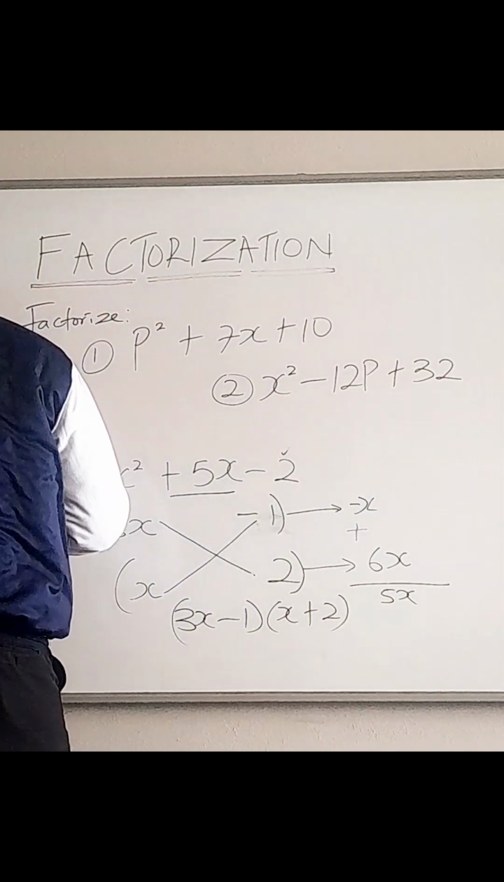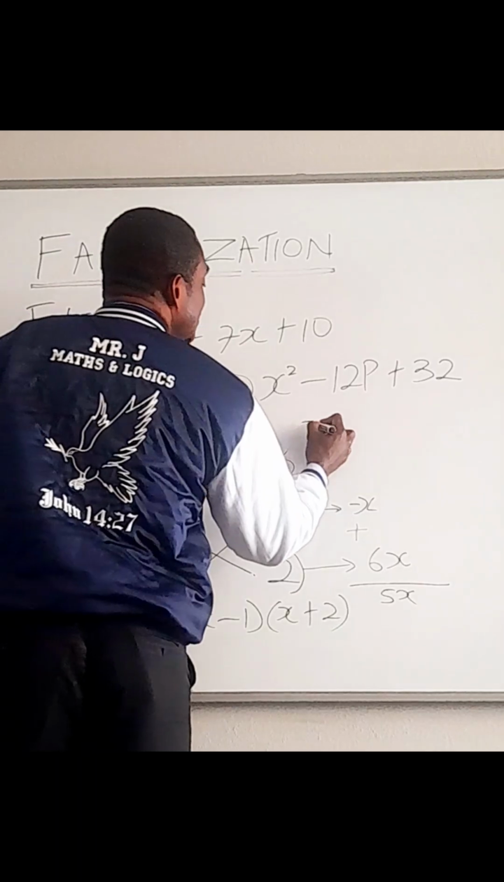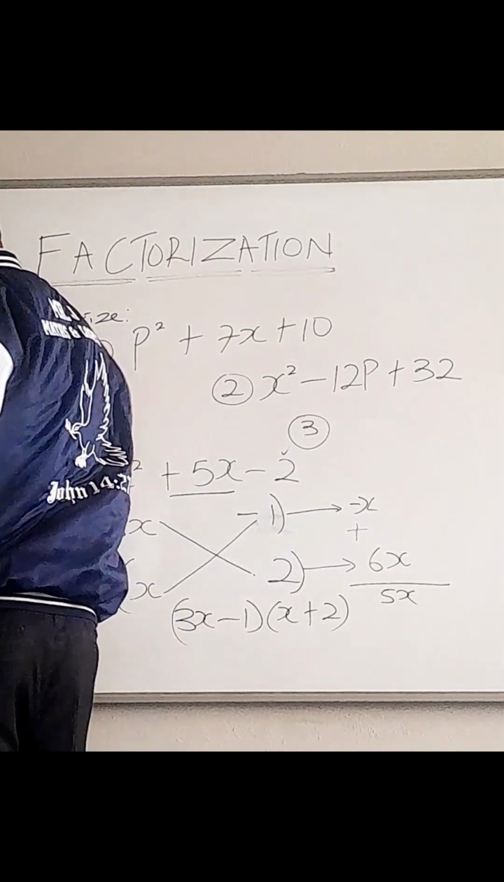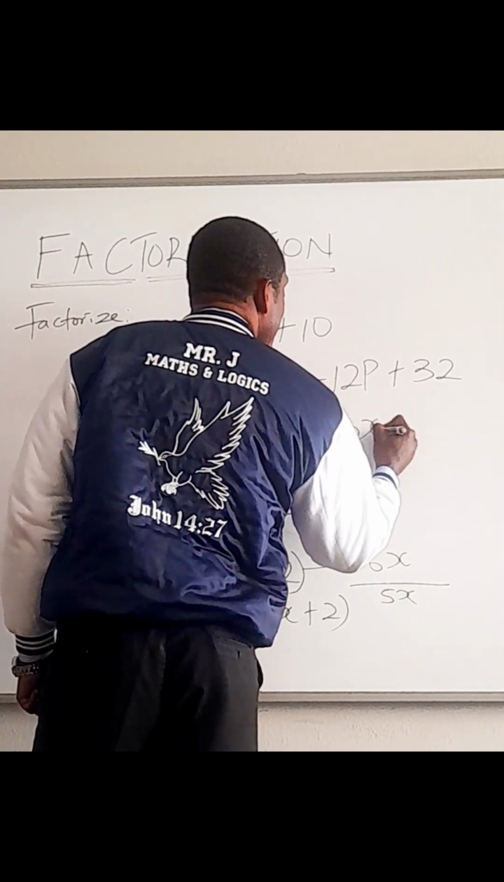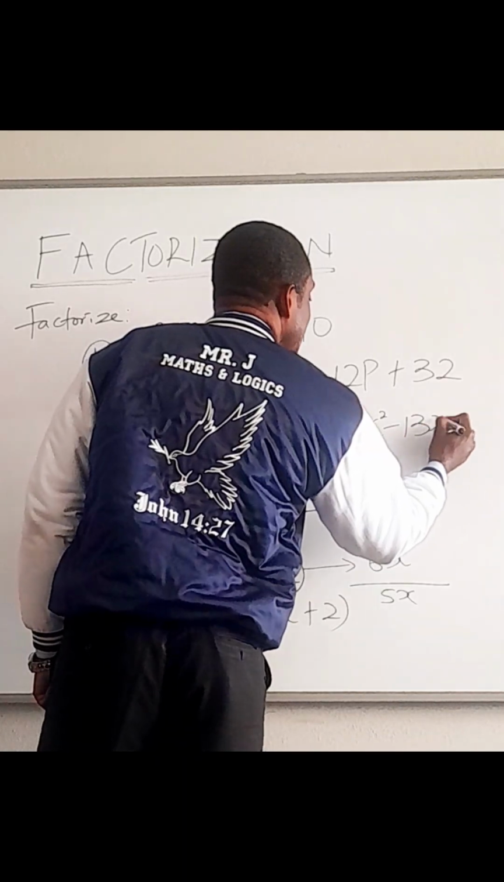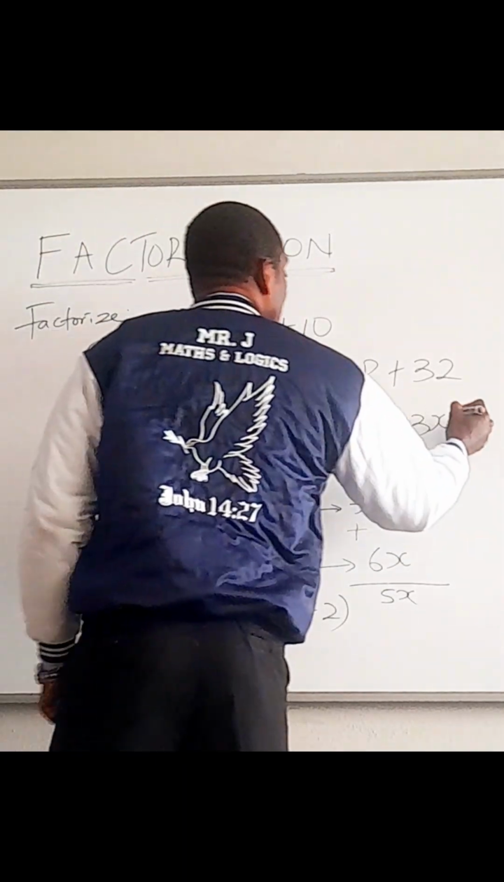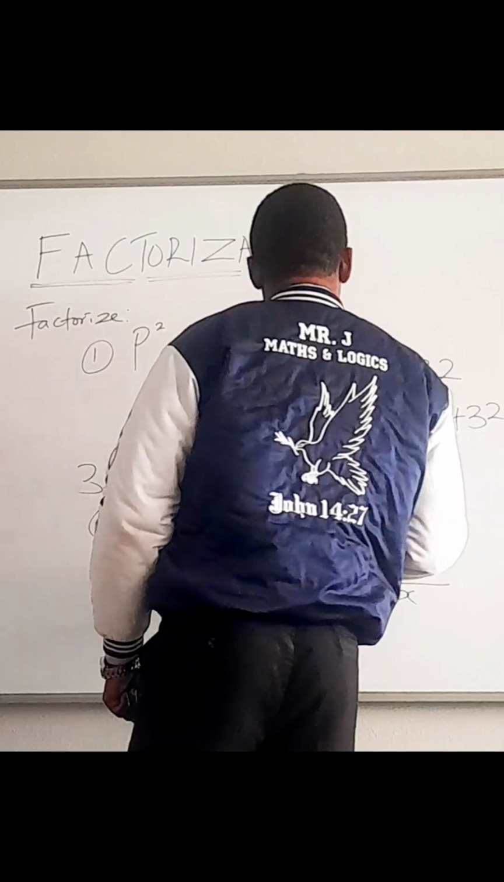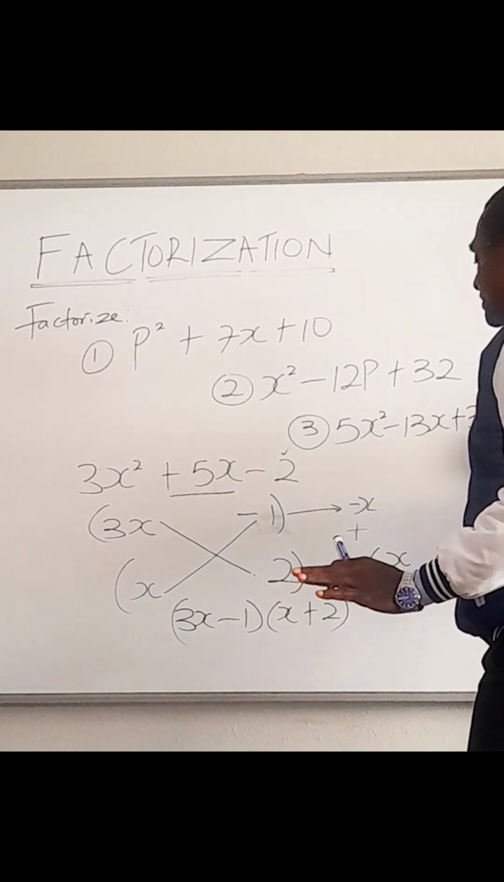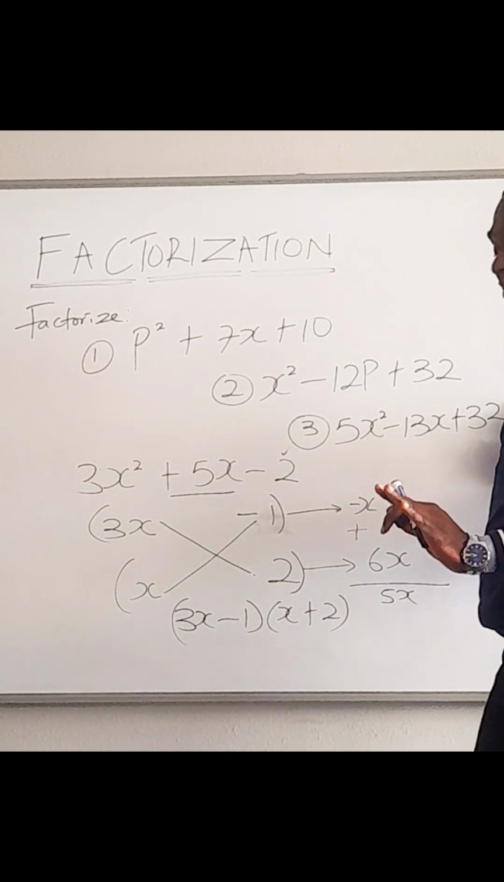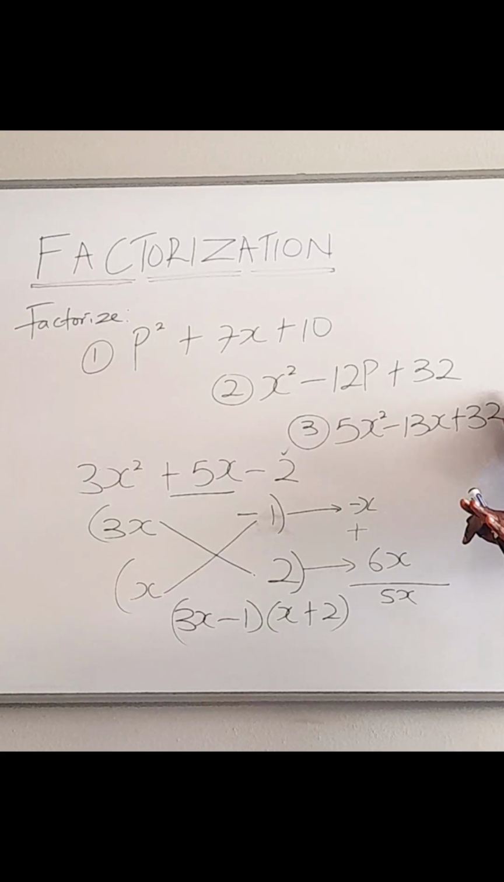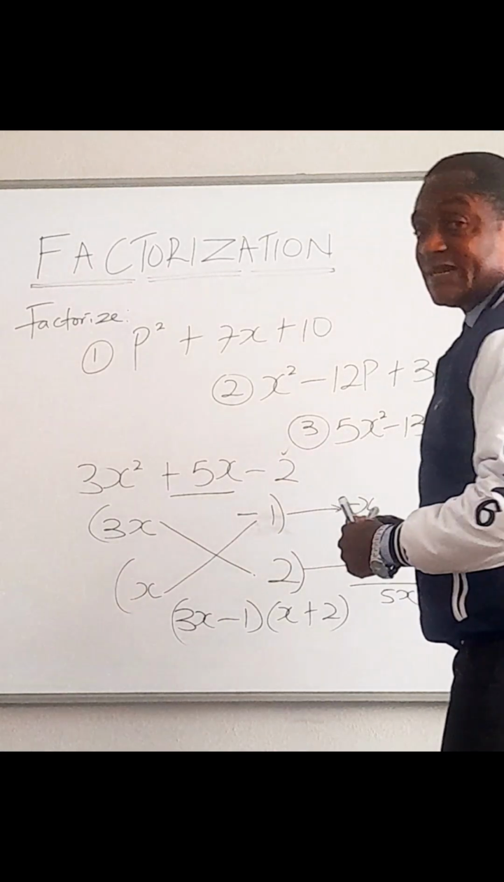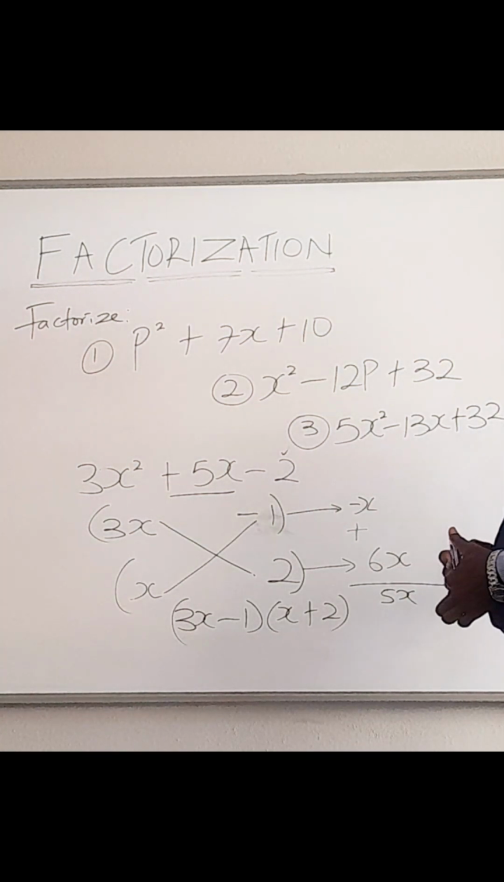And the third that I want you to factorize is 5x squared minus 13x plus 32. So factorize these three and let me know if you're experiencing any challenge, and then we can take it up from there. So this is for trinomial factorization.